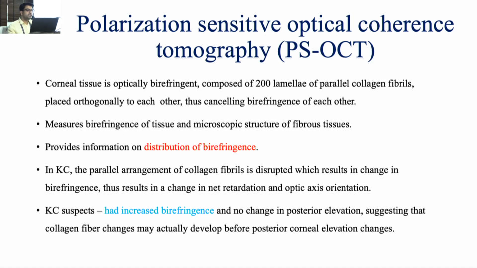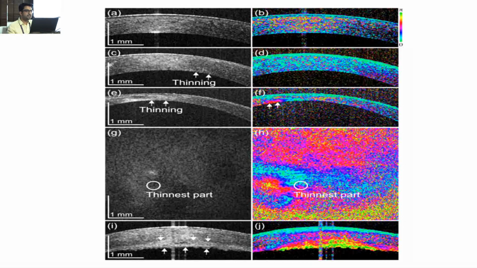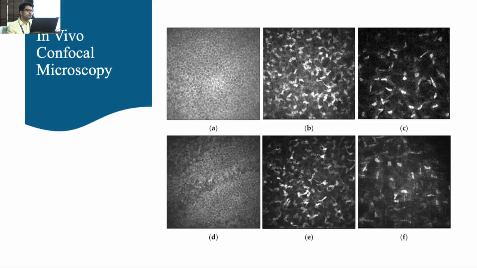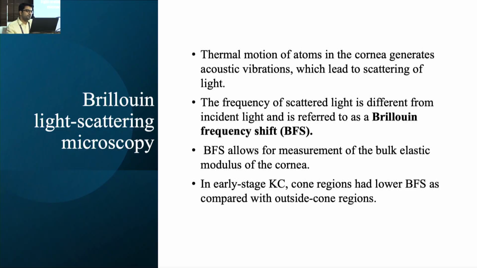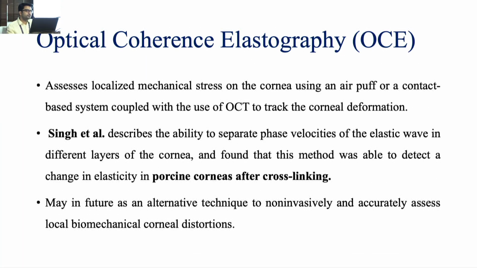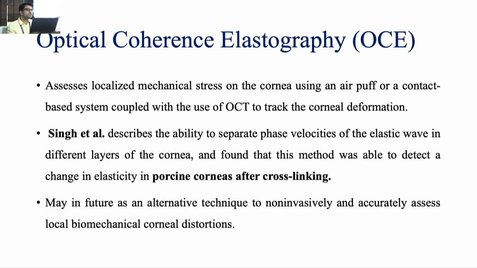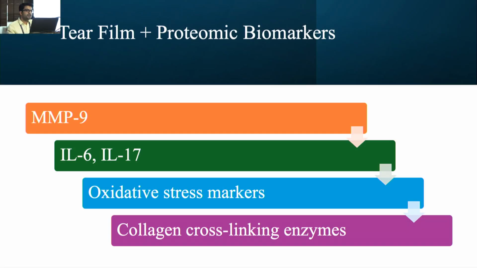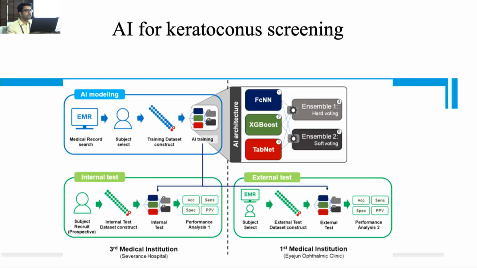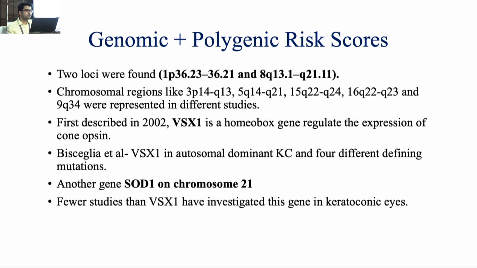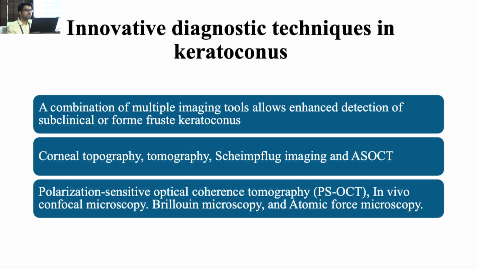So the advanced modalities would be polarization-sensitive OCT, then in vivo confocal microscopy, Brillouin light microscopy, atomic force microscopy, optical coherence elastography. So these are the advanced modalities which are still in research. And we have the molecular diagnosis: the tear film proteomic biomarkers, AI, as well as genetic or polygenic risk factor analysis. So these are the future of keratoconus diagnosis.